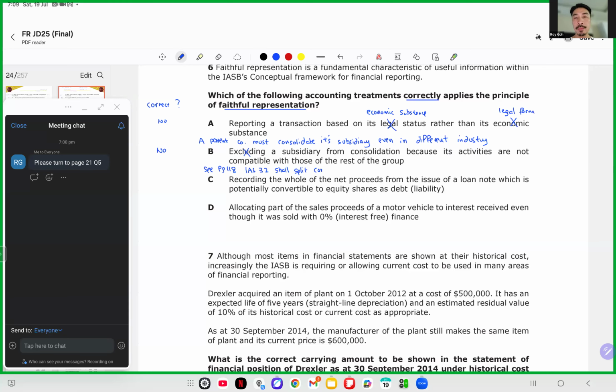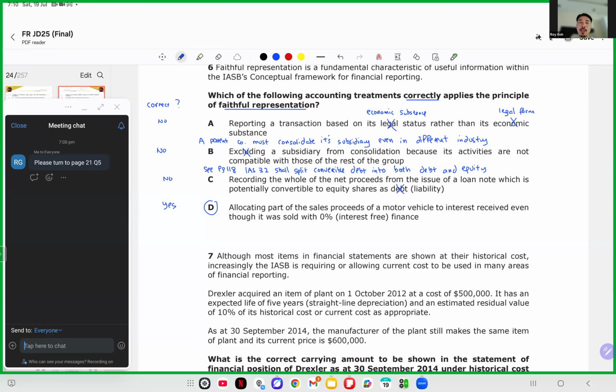A convertible debt into both debt as well as equity. Not debt only, also not equity only. So the whole as a debt, it is wrong. The whole thing as a debt is wrong. And as a result, it must be both debt and equity. What do you call that? Split accounting. Clear? So A, B, C are all incorrect. The only possible answer has to be D.